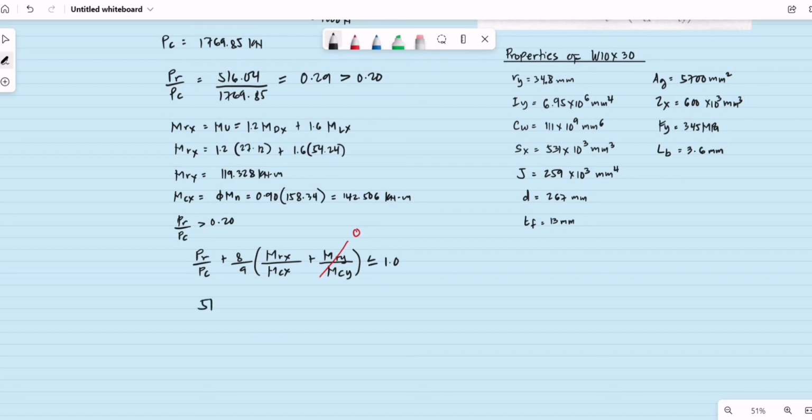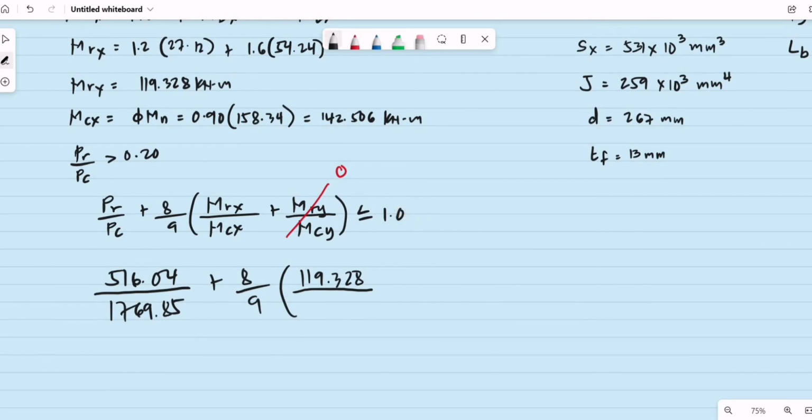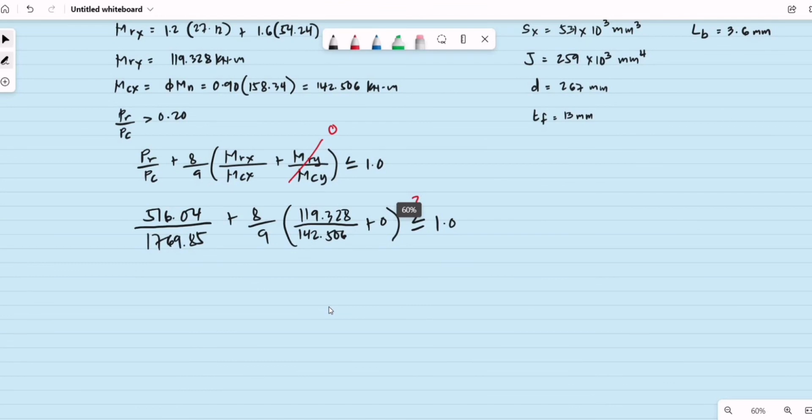So this is 516.04 kilonewton, to be divided by 1,769.85, plus 8 over 9 of, since the y term is 0, MRX, 119.328, divided by our M sub CX, which is 142.506, then plus 0, should be less than or equal to 1.0.